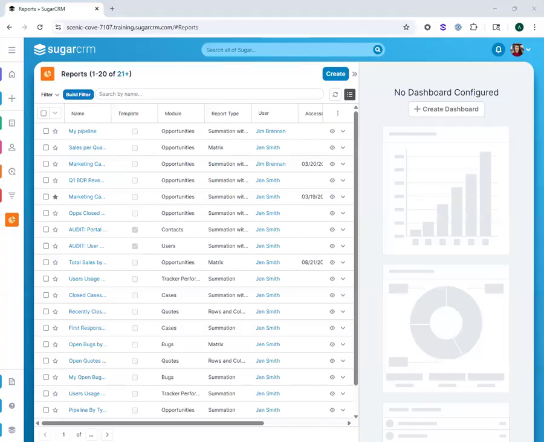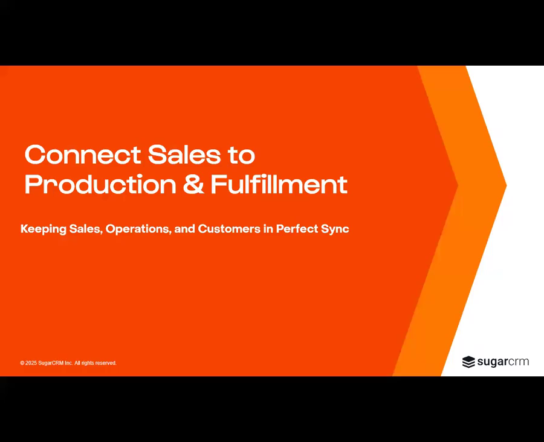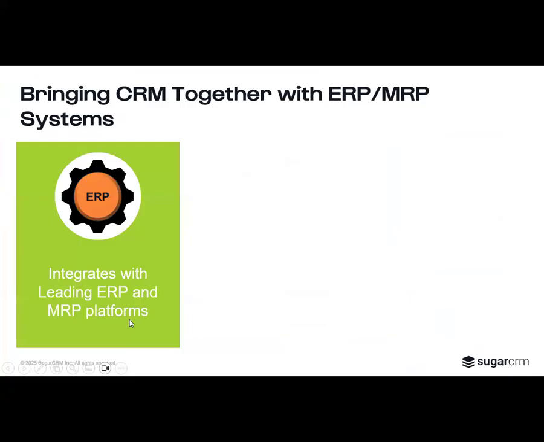Okay, so my last section here is connecting sales to your production and fulfillment group. This keeps sales operations and your customer all in perfect sync. And that's what we want. So we want to bring CRM together with either your ERP or your MRP system. So we need to have some kind of integration.